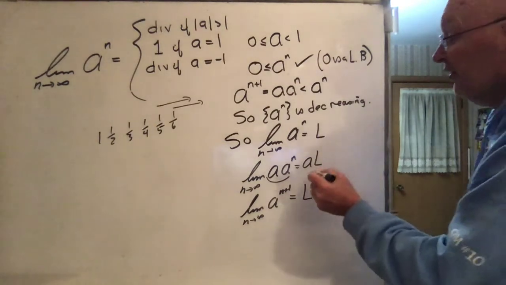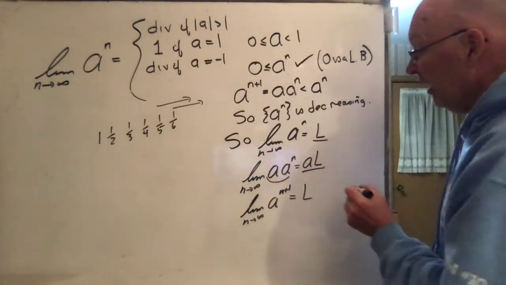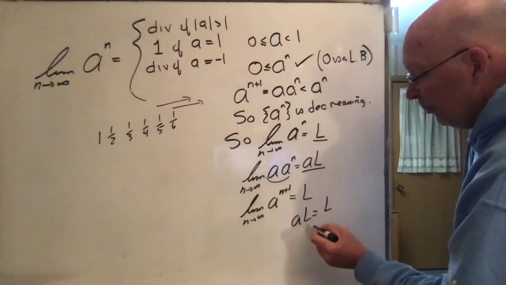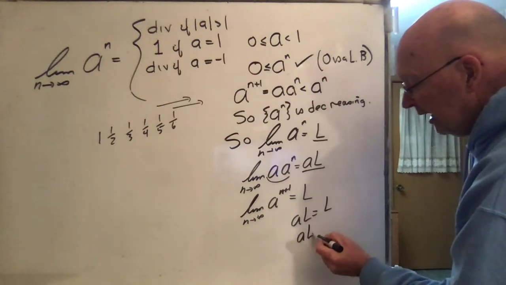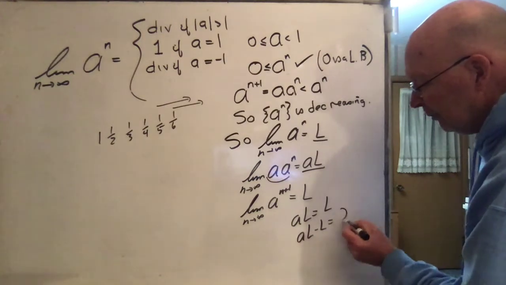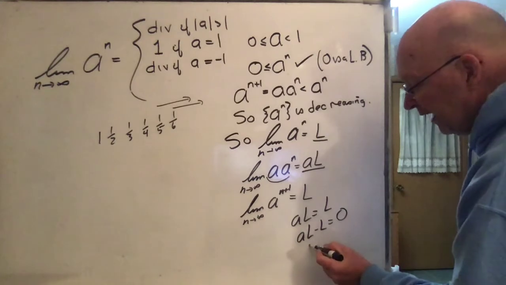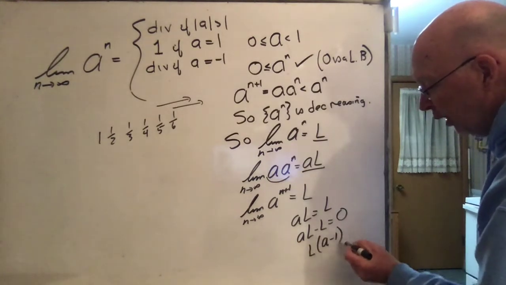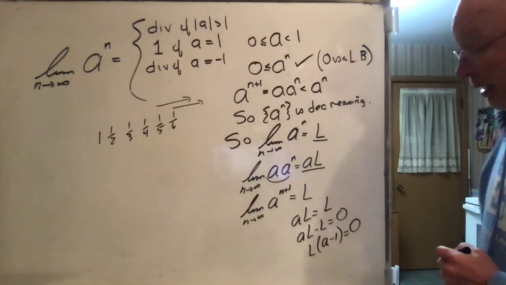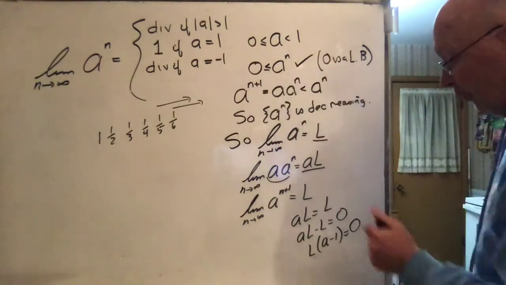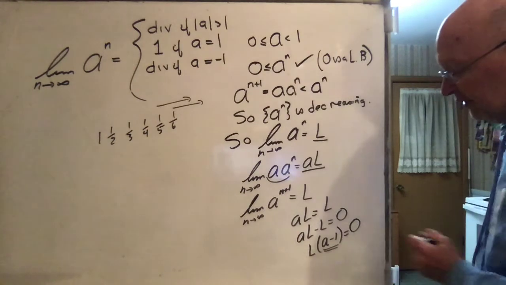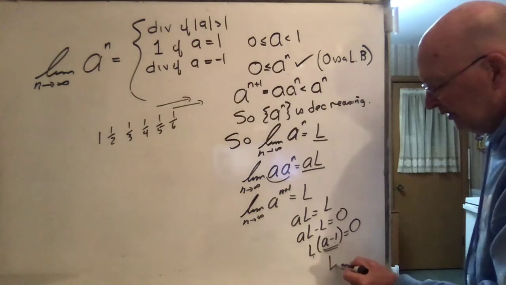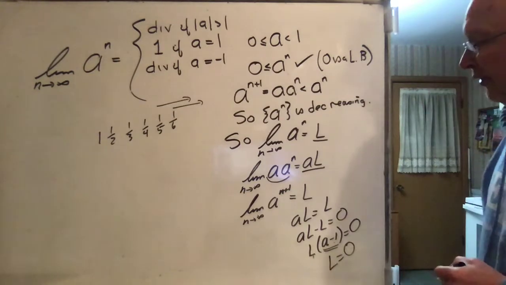And so that tells us that A times L has got to be equal to L. You bring the L over to the other side: AL minus L has got to be 0. Factor the L out, and you get L times A minus 1 is equal to 0. Since A is less than 1 in size, this thing can't be 0. And since the product is 0, L's got to be 0. So there's the proof, okay?